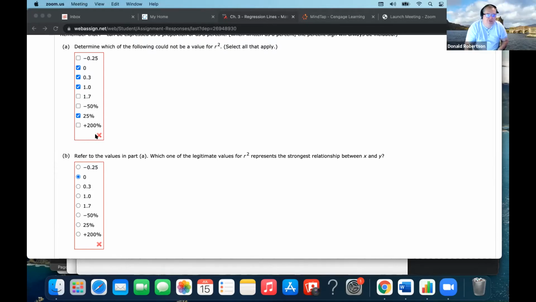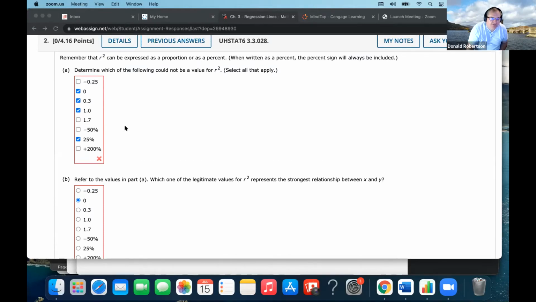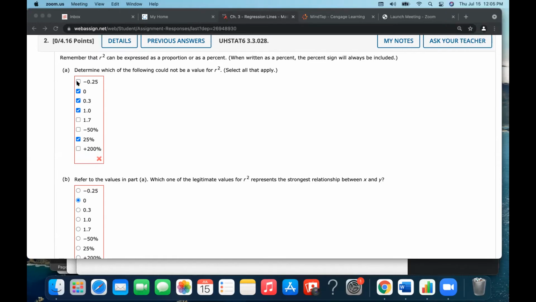You have to be careful when you read the question. You wrote down all the ones that were good. You were being asked to write down the ones that could not be a value. So all the ones you didn't pick are the ones you should have chosen. You thought, determine the values which could be R squared. The question really says could not be R squared. So just pick the other 4.